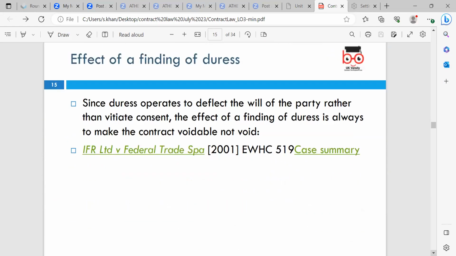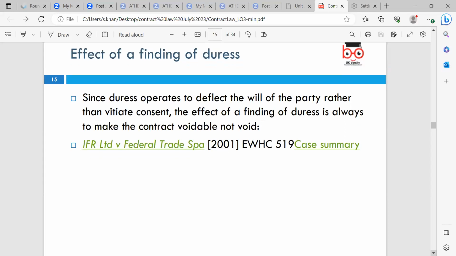The effect of a finding of duress. Since duress operates to deflect the will of the party rather than vitiate the consent, the effect of a finding of duress is always to make a contract voidable, not void, as in the case of CTN Limited and Federal Trade SPA 2001.